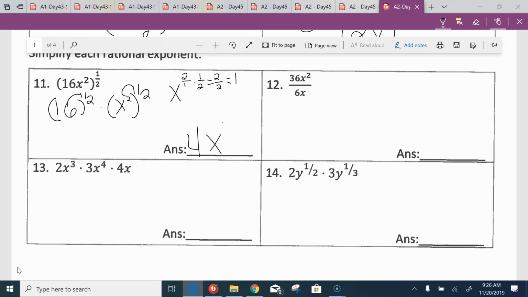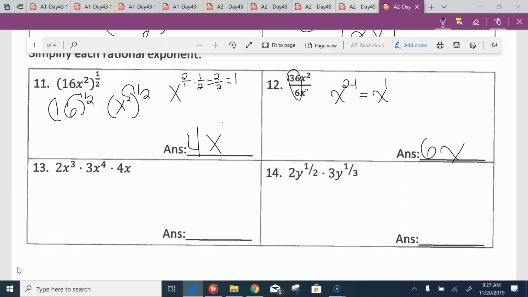Now let's see what we have for number 12. Number 12, we're going to first divide 36 by 6, which is 6. We have the same bases on the top and bottom, but different exponents. You take the same base, which is x. You subtract the top exponent minus the bottom exponent. So we get x to the first power, which is just x.